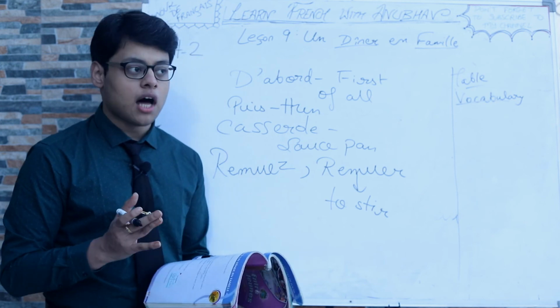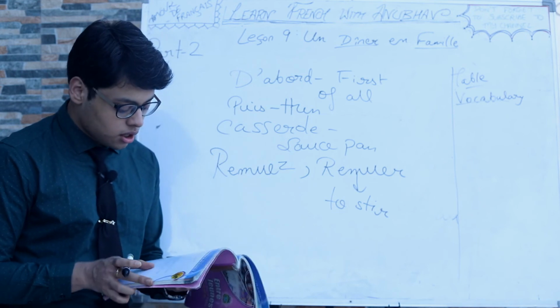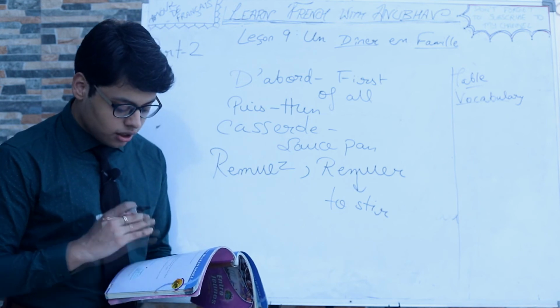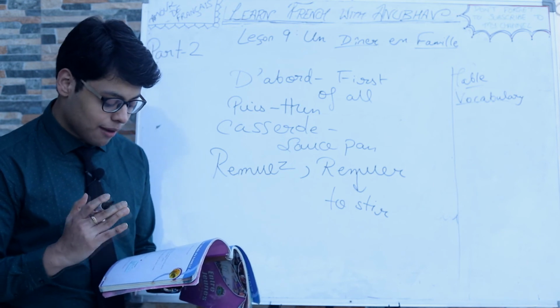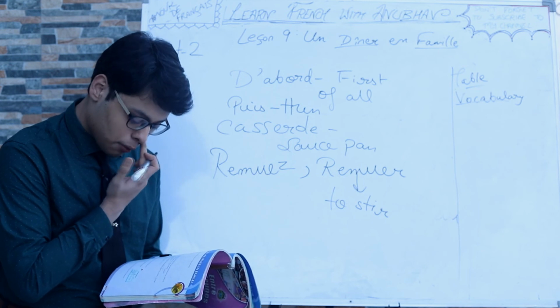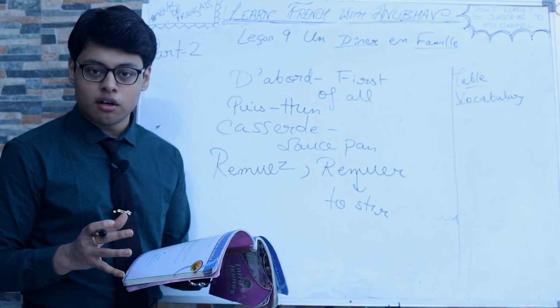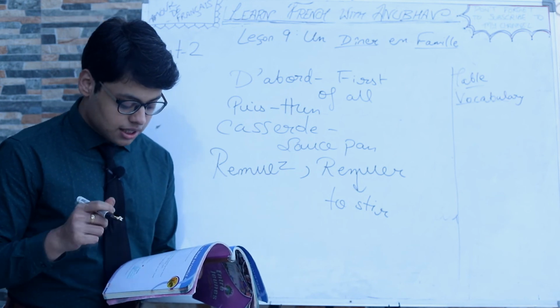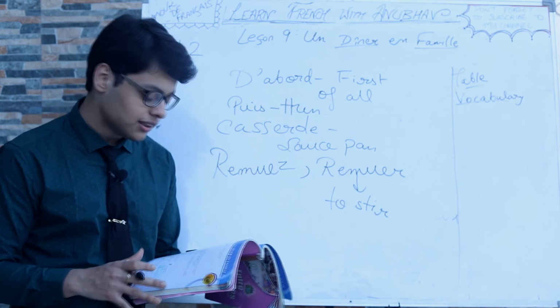Enfin, lastly, ajoutez le jaune d'œuf. Add the yolk of the eggs. Mélangez doucement avec les blancs d'œufs battus et sucrés. Okay, so then mix gently with the whites of eggs beaten. So you need to beat the eggs and you need to add sugar also.